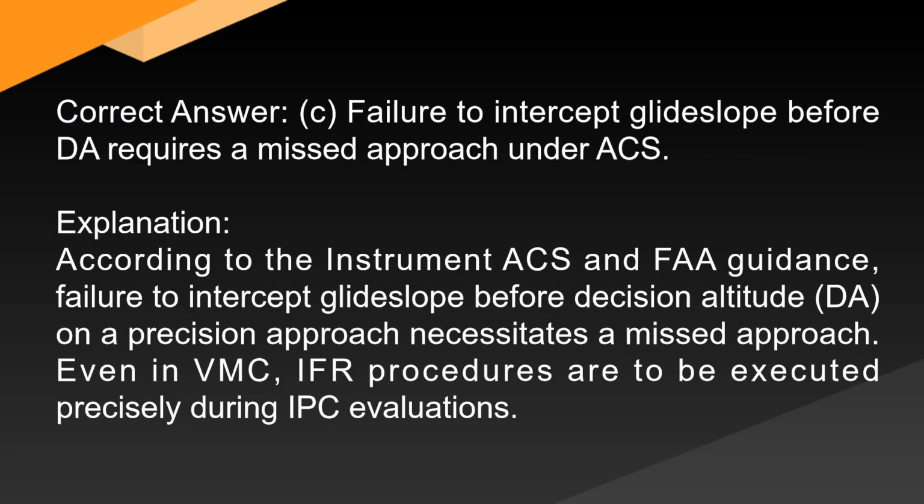Correct answer. C. Failure to intercept glide slope before DA requires a missed approach under ACS. Explanation. According to the instrument ACS and FAA guidance, failure to intercept glide slope before decision altitude, DA, on a precision approach necessitates a missed approach. Even in VMC, IFR procedures are to be executed precisely during IPC evaluations.